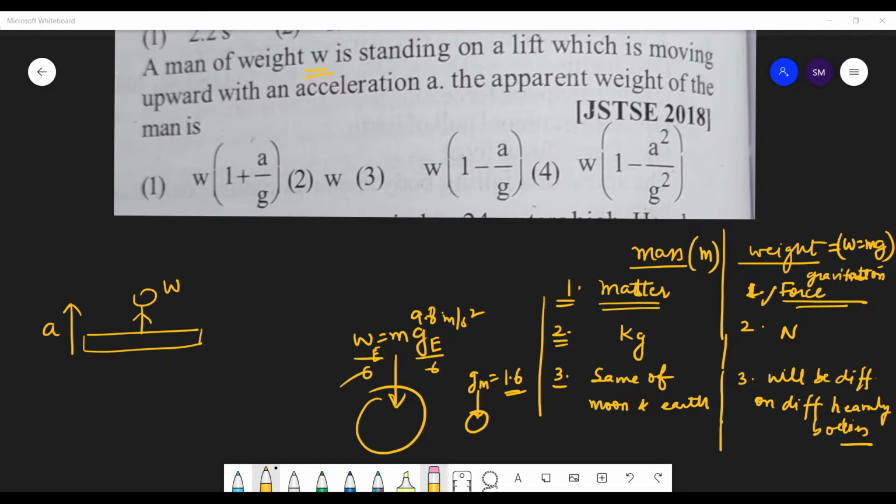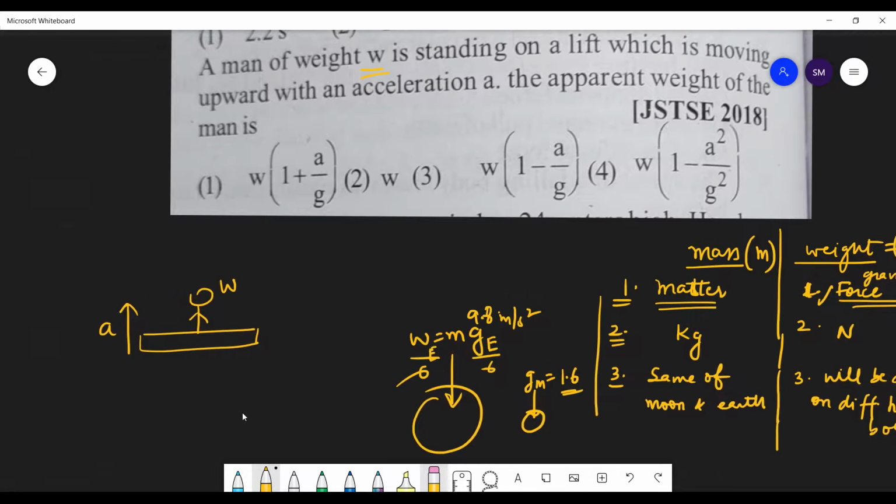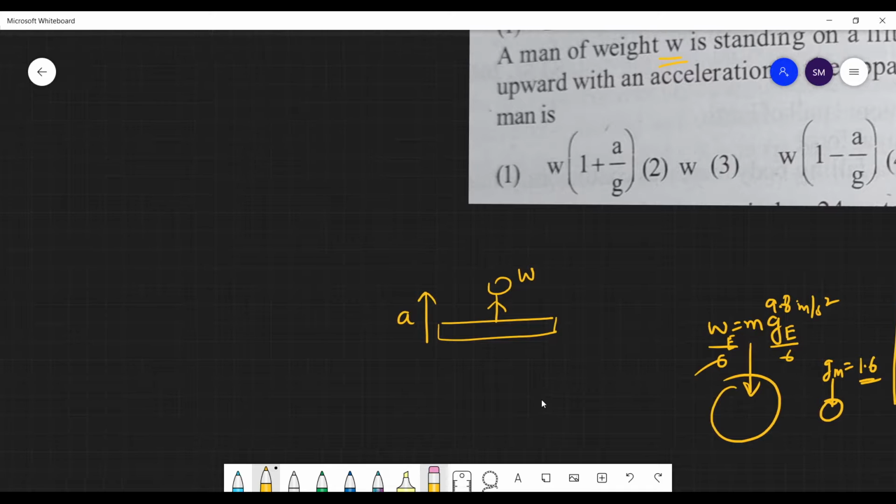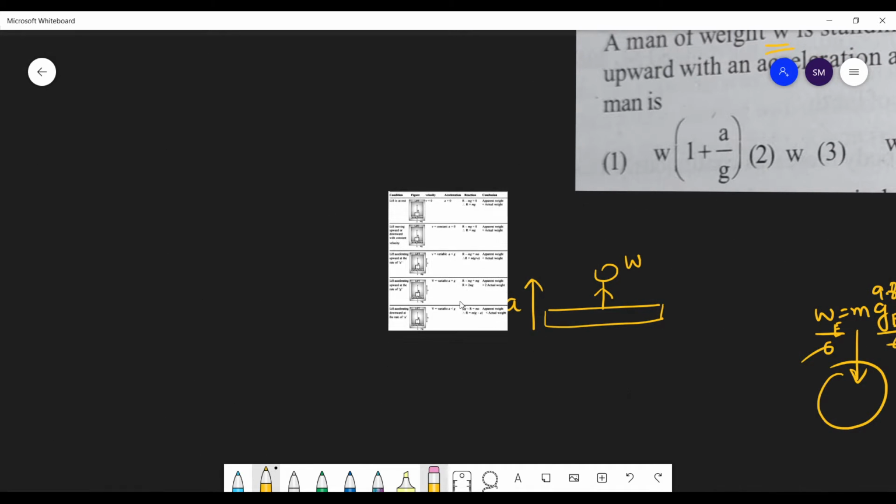Yes, think about it, students. This is a very important question. Let us see how many scenarios are possible.